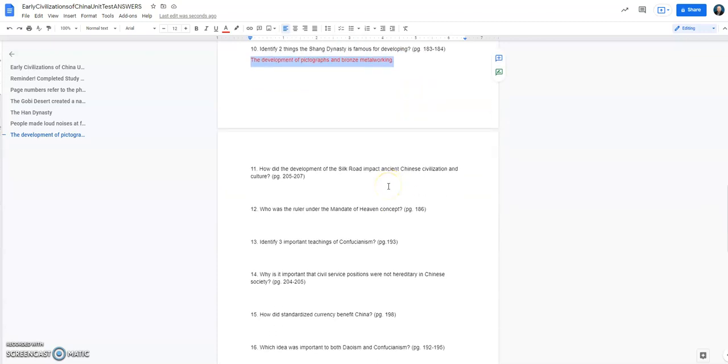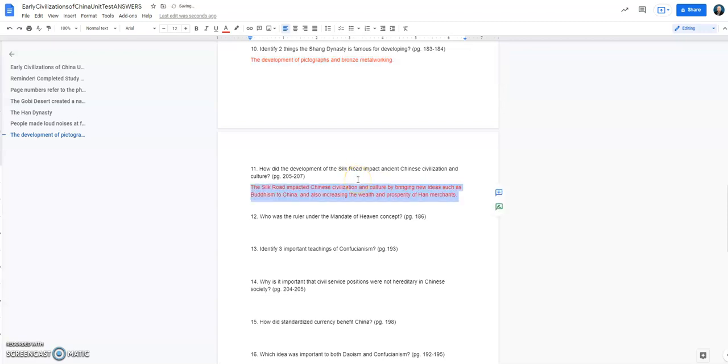So the Silk Road was the trade route from China to the rest of the ancient world, right? All the way into India and into Mesopotamia, right? So how did that trade route, the Silk Road, impact Chinese civilization? Well, the Silk Road impacted Chinese civilization and culture by bringing new ideas such as Buddhism to China, right? It also increased their wealth and prosperity because now you have all of these new markets to sell to, right?